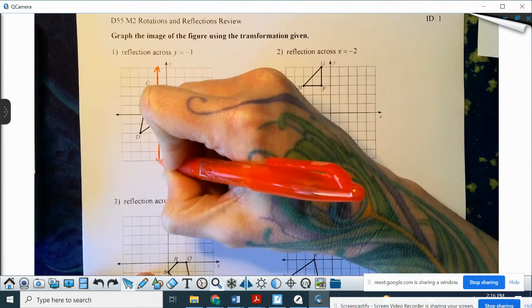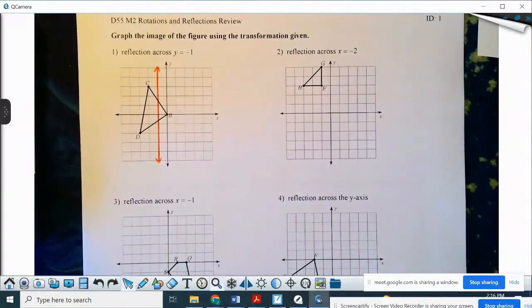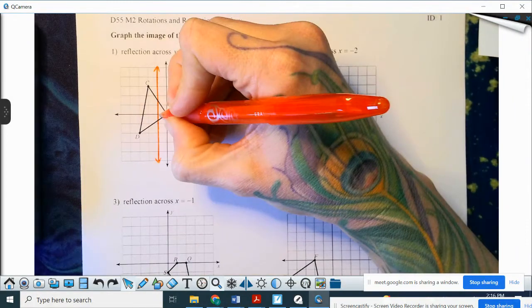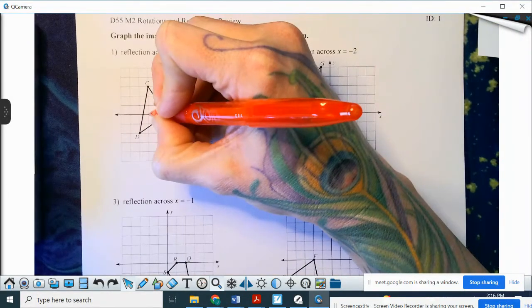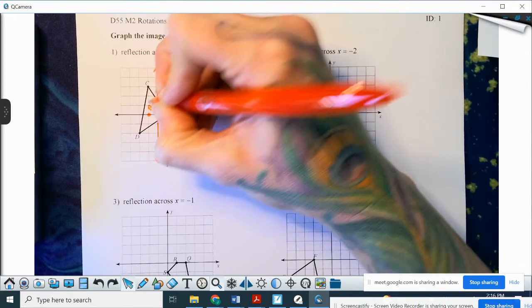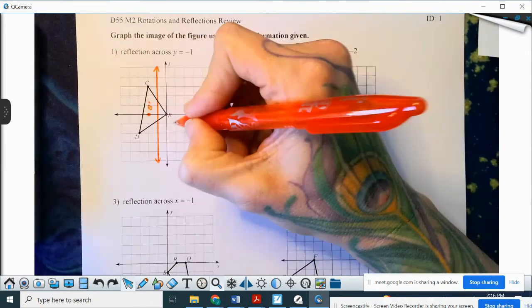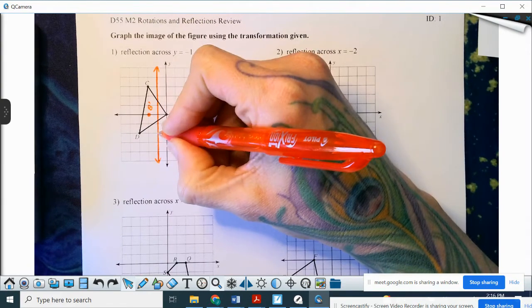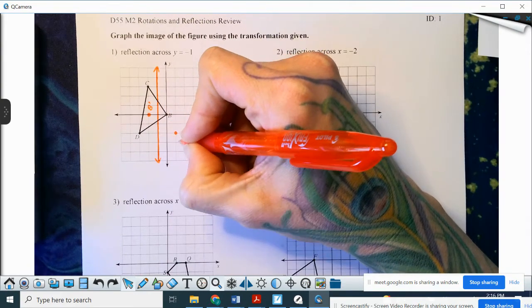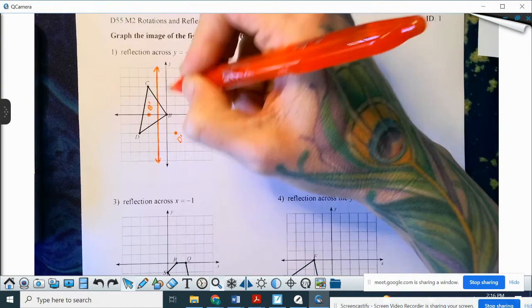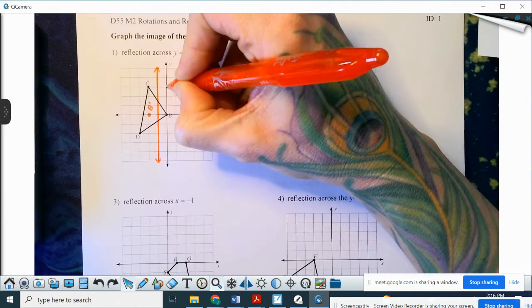And so relative to it, I look for each point. In this case, B is 1 to the right, so I'm going to go 1 to the left. And that's going to be B prime or B apostrophe. That's the new one. So D is 2 from my line to the left, so I'm going to go 2 from my line to the right. And then C is 1, so 1 to the other side is going to be C.